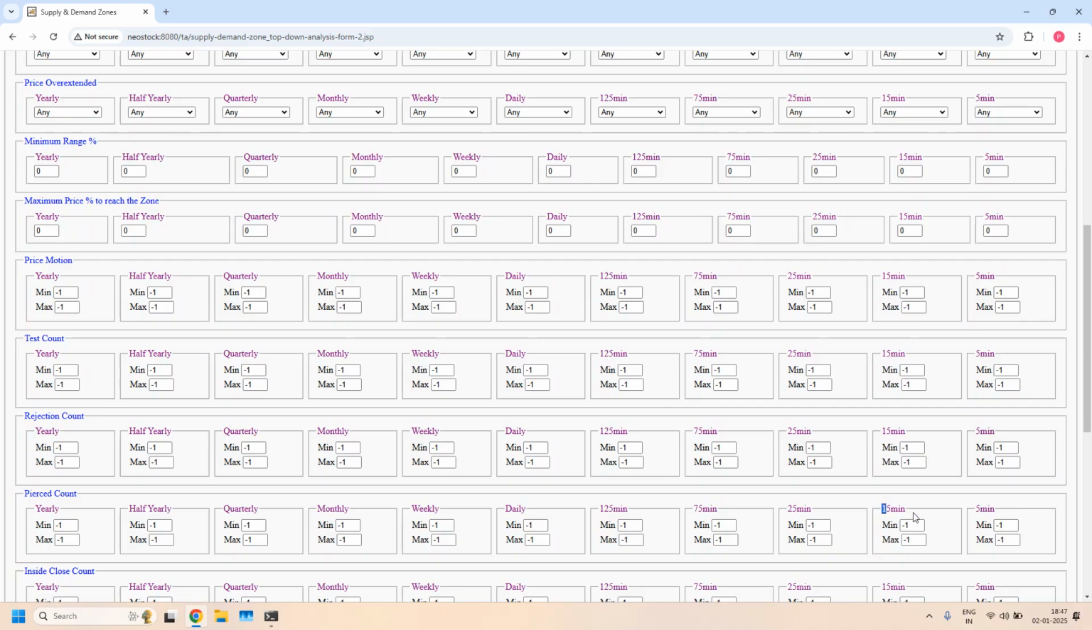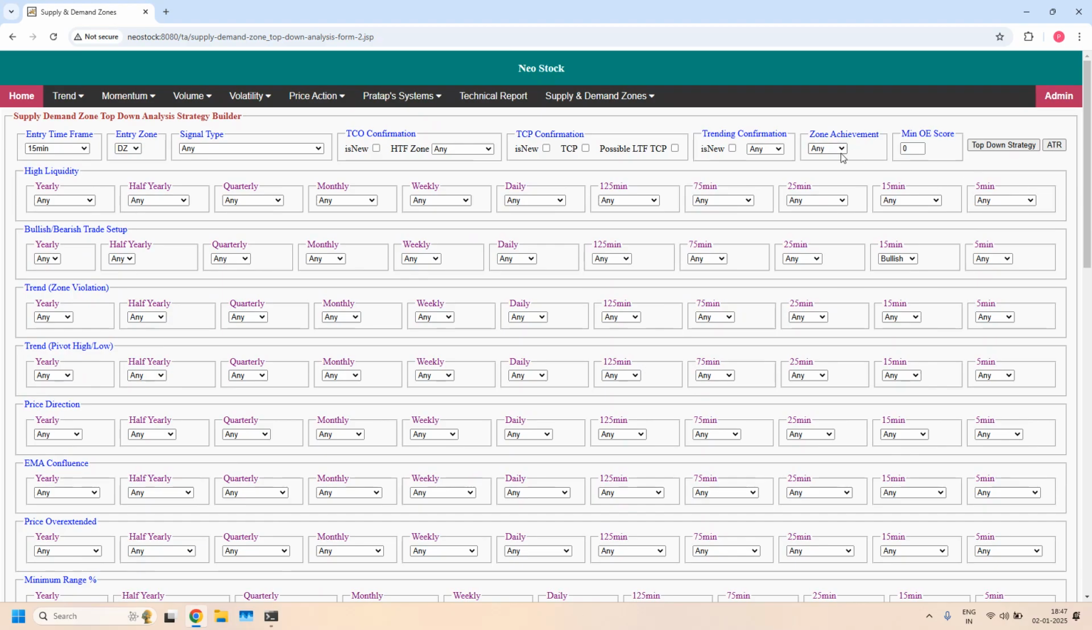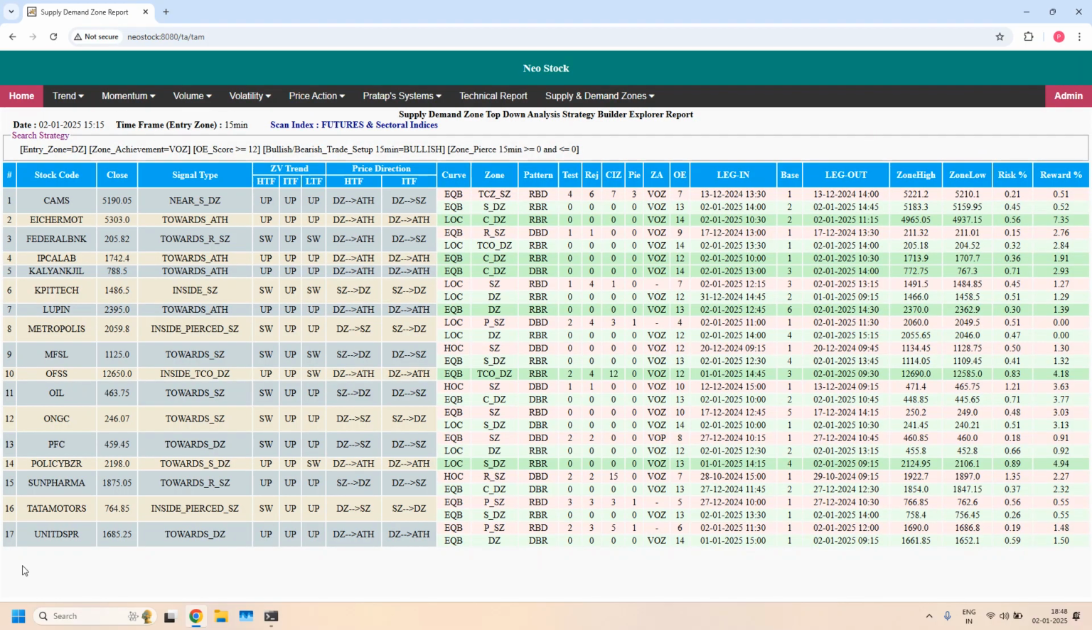So in the pierced count at 15 minutes time frame, I am setting minimum value 0, maximum value 0. Zone achievement violated opposing zone, minimum odd enhancer score 12. All 3 filters are applied to the 15-minute demand zone. We got 17 stocks. And all these 15-minute demand zones are currently supporting bullish trade setup for daily income trade. Out of these 17, some 15-minute demand zones are already high probability zones based on the high liquidity zones.